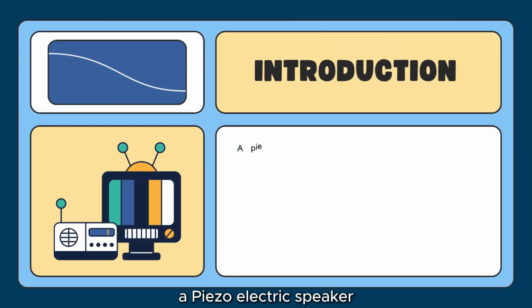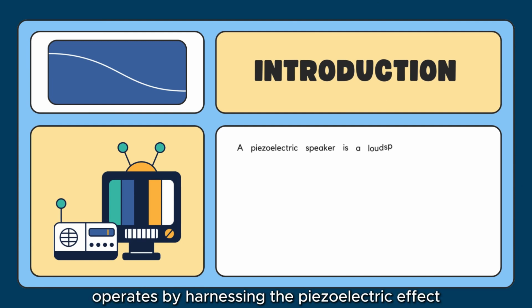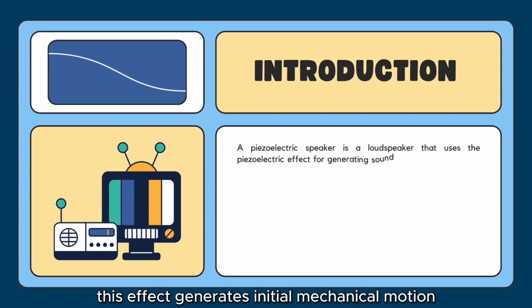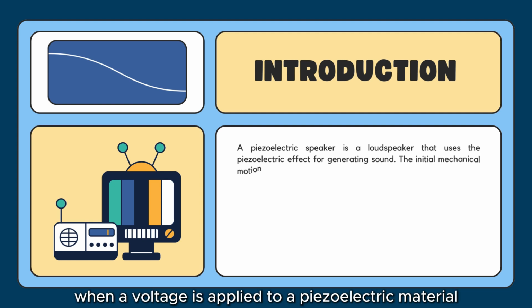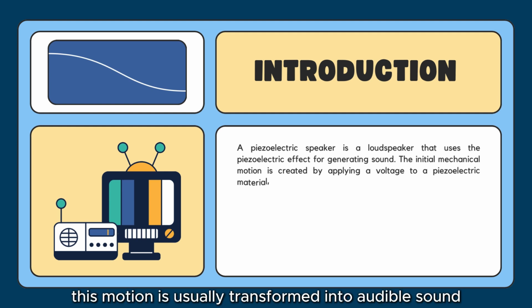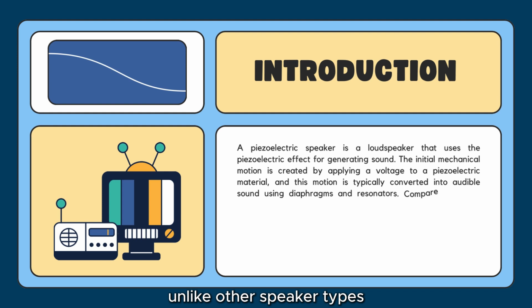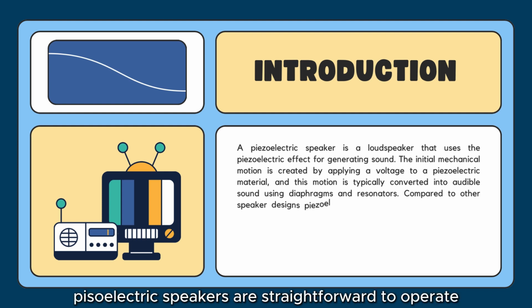A piezoelectric speaker operates by harnessing the piezoelectric effect to produce sound. This effect generates initial mechanical motion when a voltage is applied to a piezoelectric material. Subsequently, this motion is usually transformed into audible sound using diaphragms and resonators. Unlike other speaker types, piezoelectric speakers are straightforward to operate.